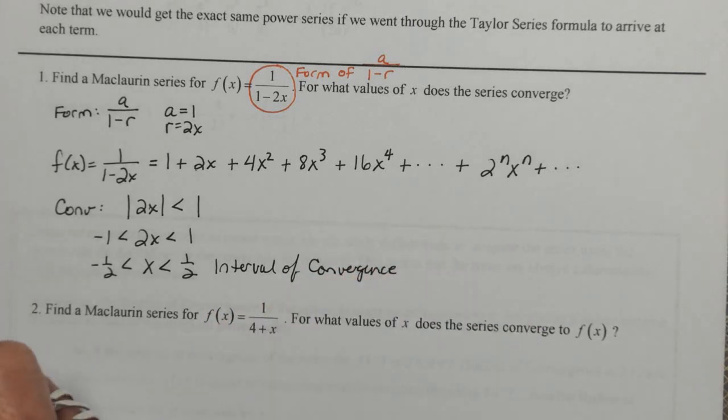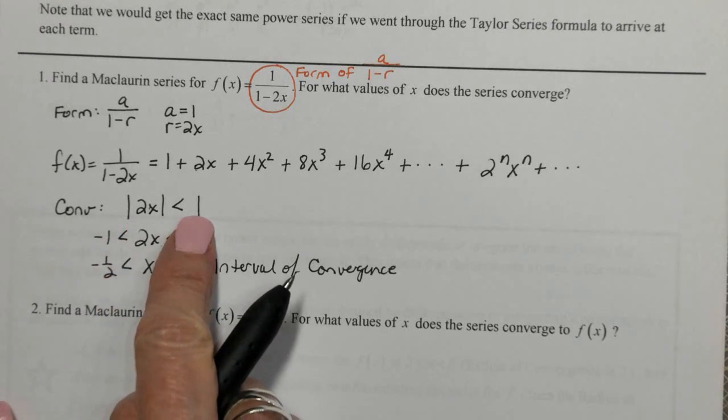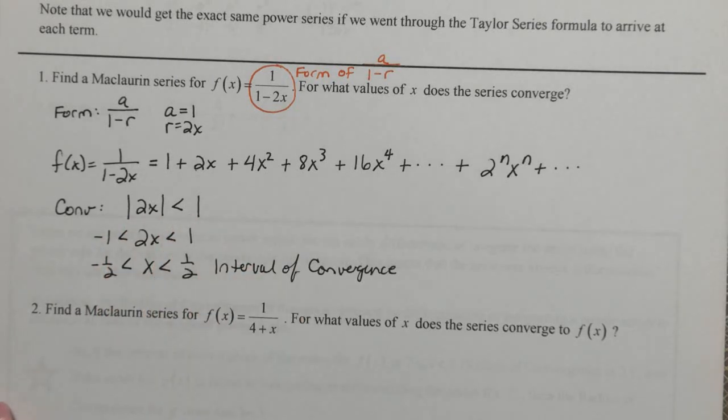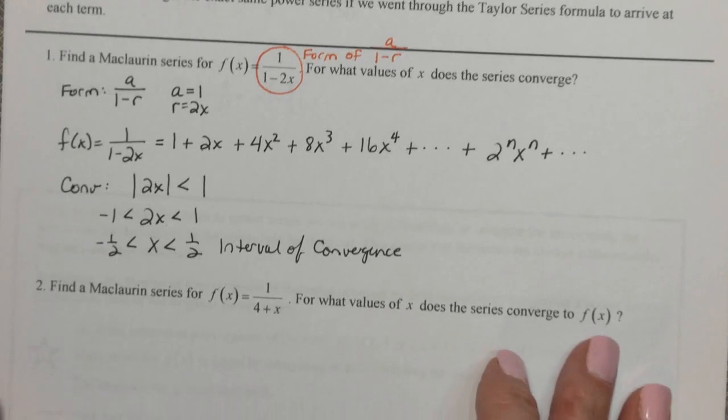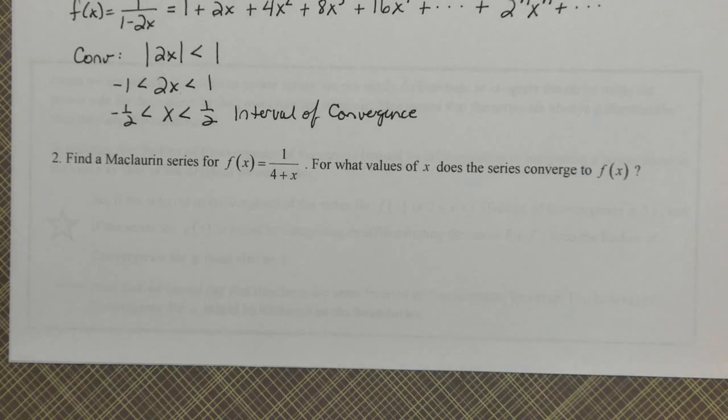No need to check the endpoints, because if the absolute value of r is equal to 1, I know that this will diverge. I don't have to go check it. So no endpoint check. Let's do another one. Number 2 here. Find a Maclaurin series for this one.